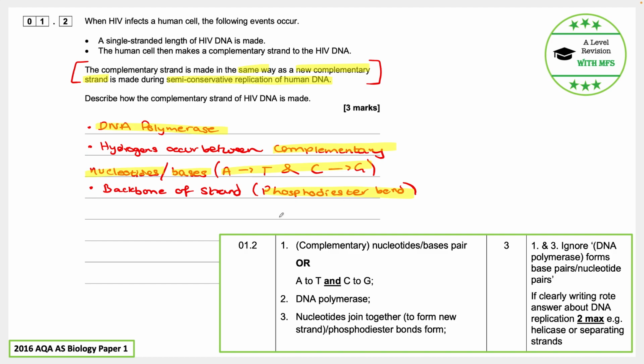Okay, so this is basically a question which overlaps with a previous unit. That's why the mark scheme is presented in this way. Okay, it says ignore DNA polymerase forms base pairs nucleotide pairs. If clear writing wrote answer about DNA replication, you will get 2 marks because this is slightly relating to the immunity unit and a past unit on nucleic acid. If you've not used any knowledge of the immunity unit, then you will only get 2 marks.